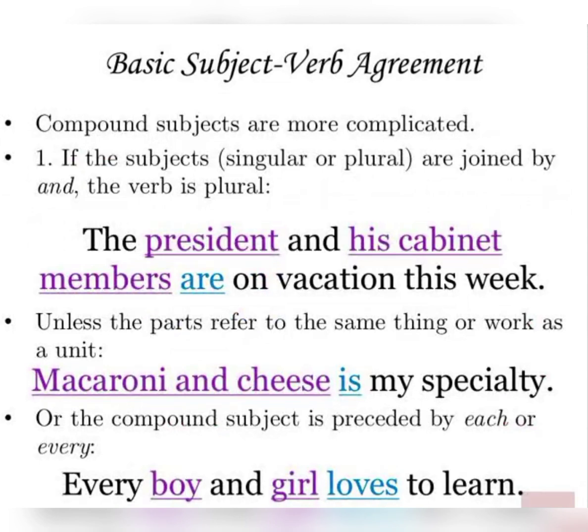Compound subjects are more complicated. First of all, if the subjects, singular or plural, are joined by the conjunction and, the verb is plural. The president and his cabinet members are, plural verb, on vacation this week. We have two different subjects joined by the conjunction and, so we use the plural verb are.